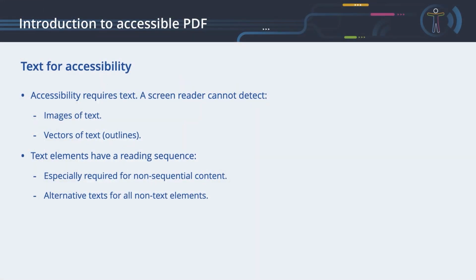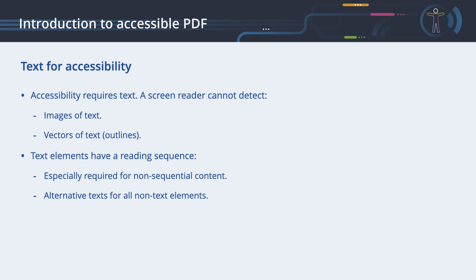Text for accessibility. Let's summarize what we have learned so far. Accessibility requires text, not an image of a text. Whether this image is raster-based or vector-based is of no importance to a screen reader. A screen reader can only detect text with real characters. Text elements require a reading sequence.